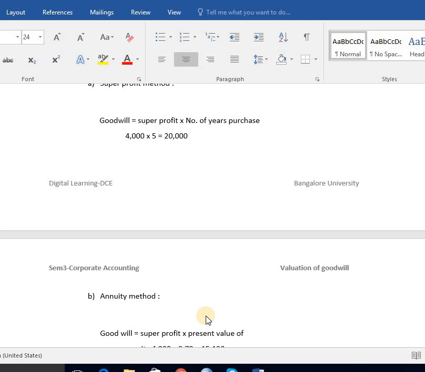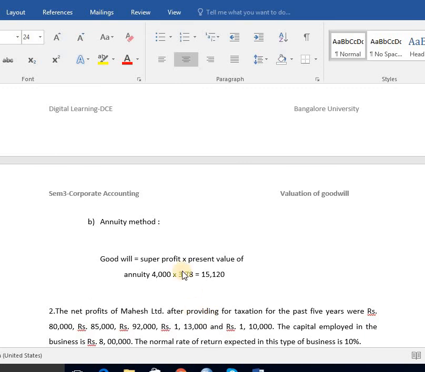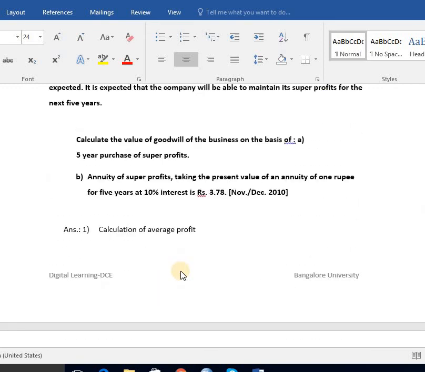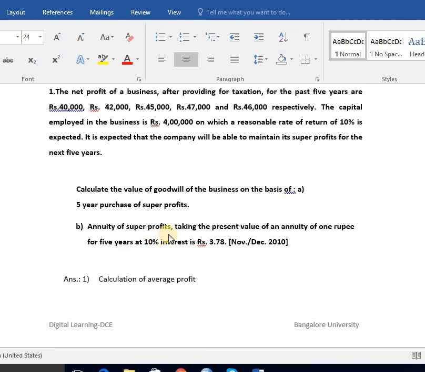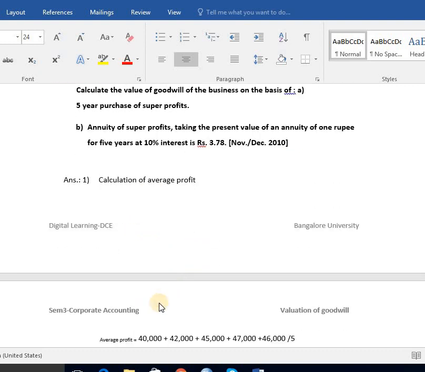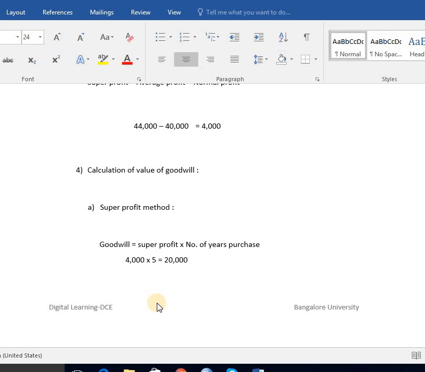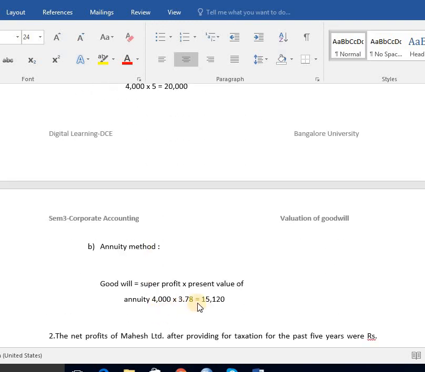We have discussed already, right? How to calculate goodwill under annuity method? Goodwill is equal to super profit into present value of annuity. So, the present value of annuity given in the problem is rupees 3.78, right? You can observe here, children. Annuity of super profits, taking the present value of an annuity of 1 rupee for 5 years at 10% interest, is 3.78, right? Now, 4,000 into 3.78, we are getting 15,120. This is how we calculate goodwill under annuity method.